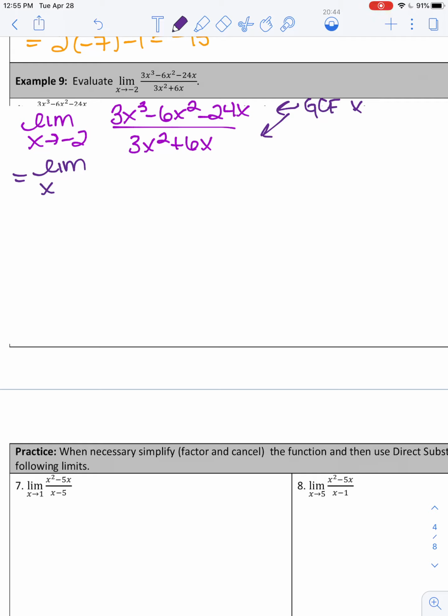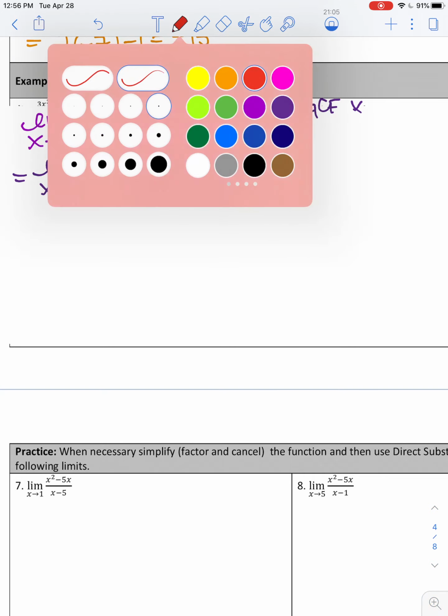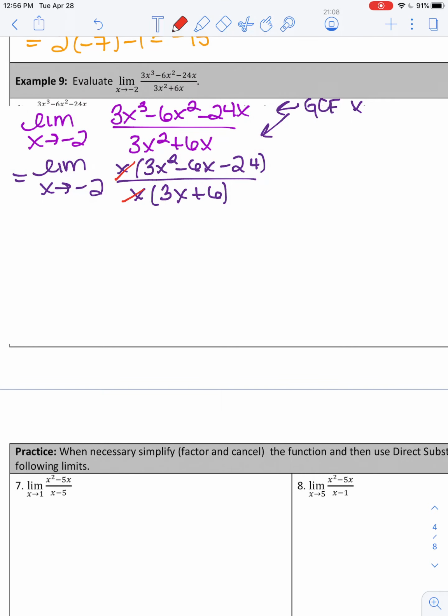So I'll go ahead and rewrite this as the limit as x approaches -2 of x times 3x squared minus 6x minus 24, where all I've done is I've divided an x from each term of the numerator and also the denominator. Okay, this allows the cancellation of at least the x's, and that leaves me with the limit as x approaches -2 of 3x squared minus 6x minus 24 all over 3x plus 6.